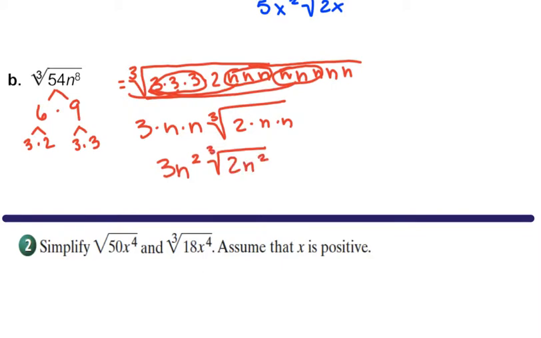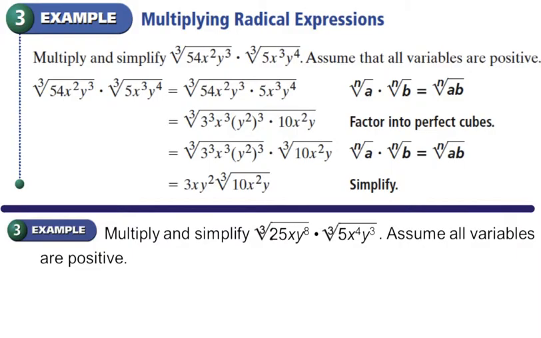And that's it, all right? Hopefully that explanation is good for you. Let's go ahead and take a look at the final example that we're going to go over on this part. Multiplying radical expressions. So now we have the big boys, bringing out the big guns, right?